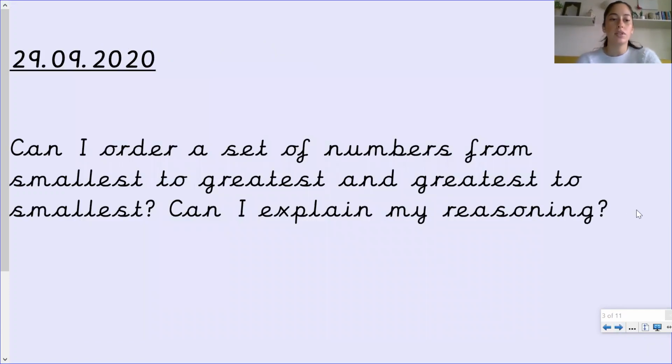Okay, today's learning objective is, can I order a set of numbers from smallest to greatest and greatest to smallest? Can I explain my reasoning?